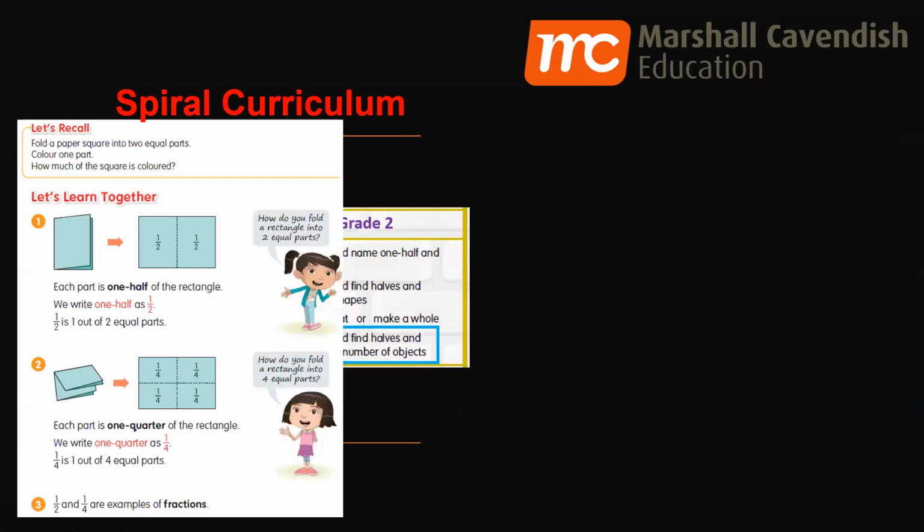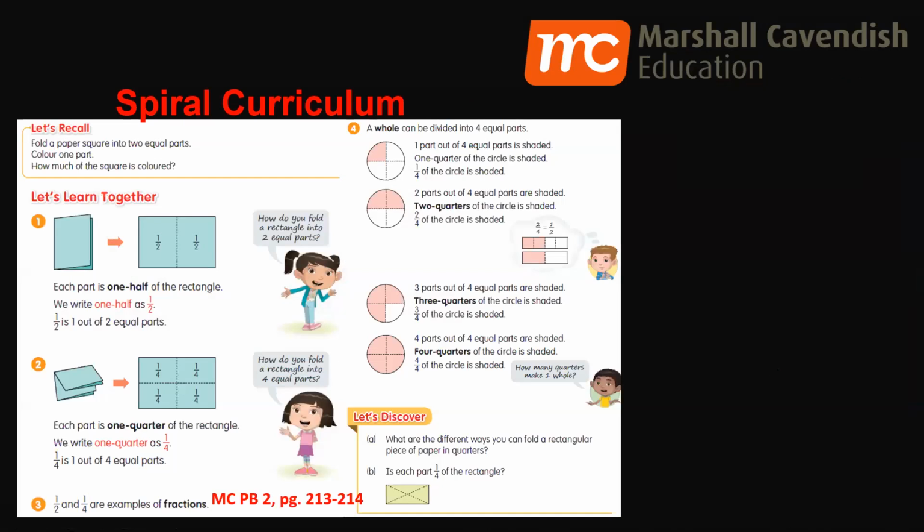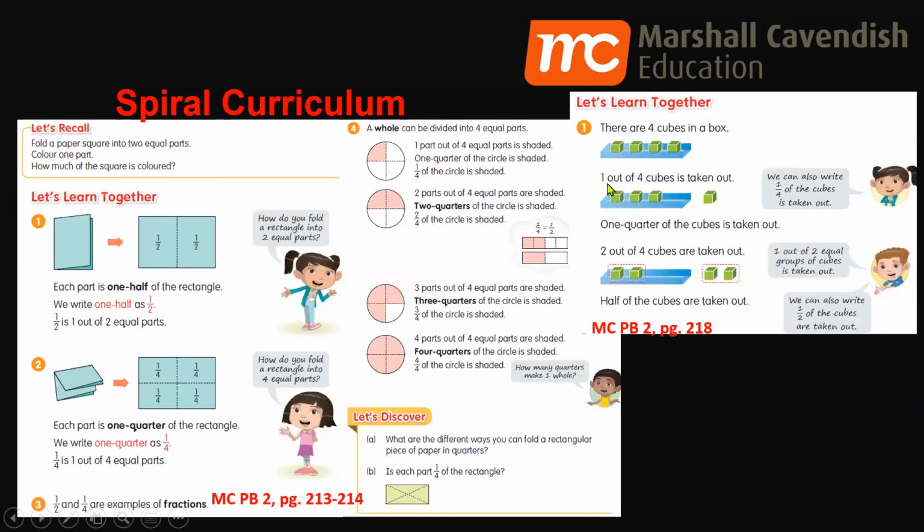So again, this is an example of a grade 2 book. All the exercises found in the book are about finding halves and writing halves and what it's all about. So there are activities here, and there's explanation. And then there is this thing again towards the end of the chapter. Now, if you look here, there are 4 cubes in a box. So this is a quarter. Or if I take 2 out, I actually have half and half.